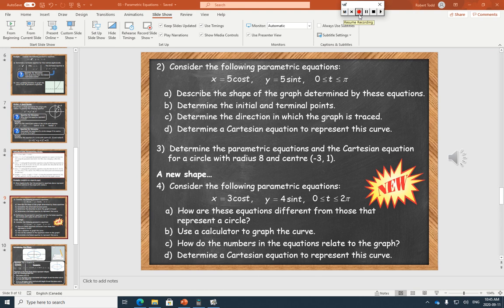And let's pick it up with number 3. Determine the parametric equation and the Cartesian equation for a circle with a radius 8.